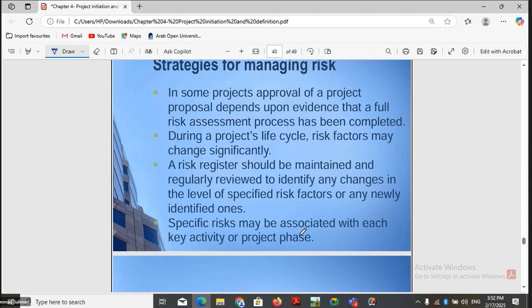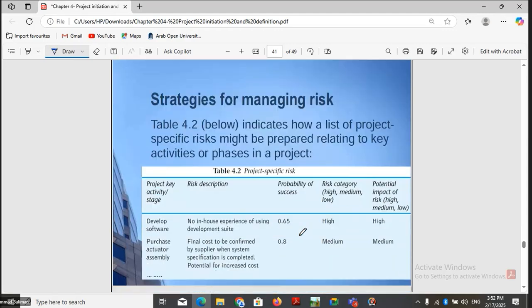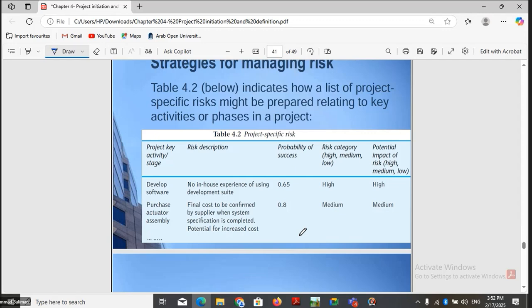Specific risks may be associated with each key activity or project phase. So we can put it in a table form, like a register, to record the risks. We can put a project stage or an activity, what the risk is, and the probability of success. We can categorize the risk and its impact into three categories: high risk, medium risk, and low risk, and the impact will be high, medium, and low.